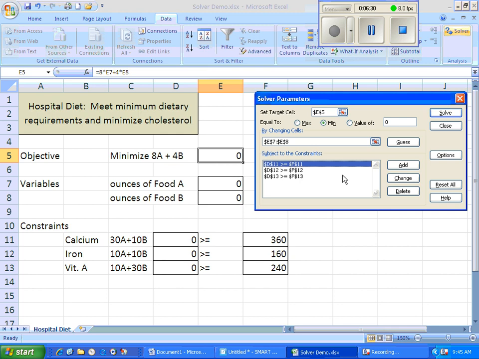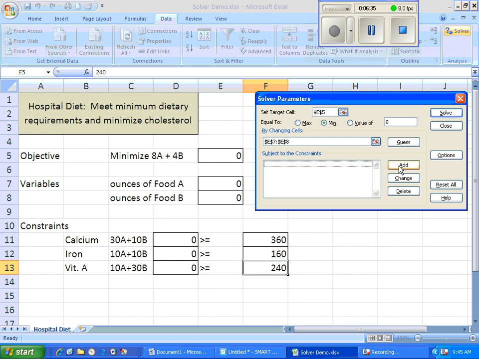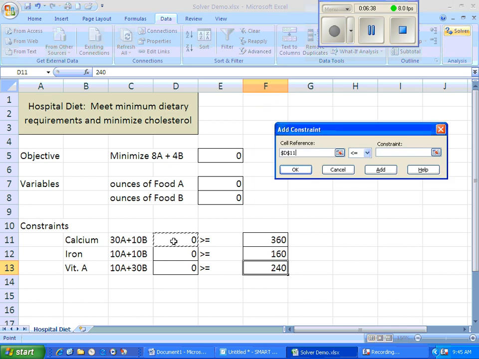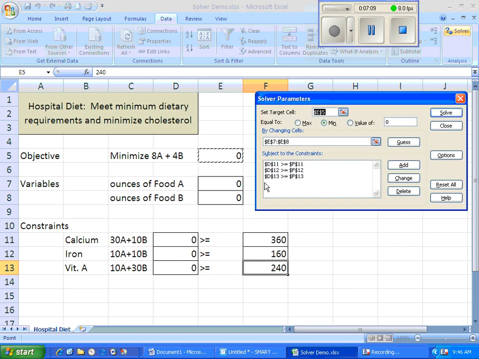Subject to the constraints, let me go ahead and take these out here, put them in again for you. Subject to the constraints, I'm going to add this constraint. I can tab over, but I don't want to be less than or equal, I want to be greater than or equal to this cell. I'll click on add to put in my next cell reference, D12, greater than or equal to the constraint here in the cell F12. Add the third constraint. This one is also greater than or equal, and then my cell there. Now that I've got all three constraints in, I can click OK.